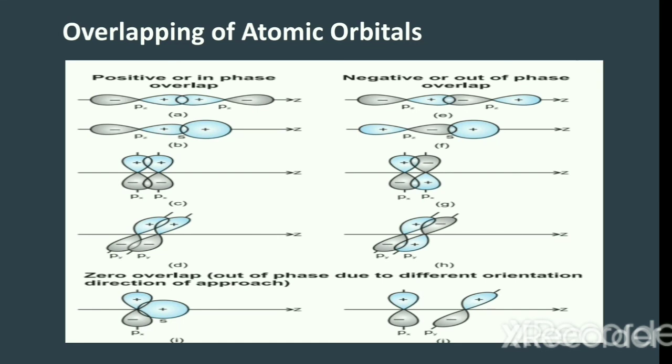A px orbital and s orbital cannot overlap with each other. It is zero overlap. Similarly, a px orbital and py orbital cannot overlap with each other.